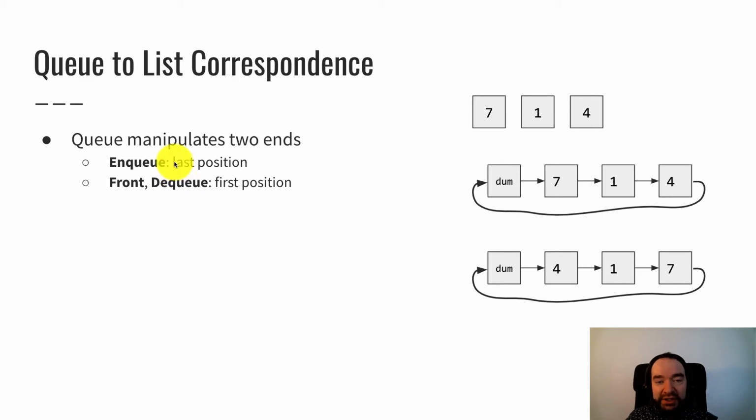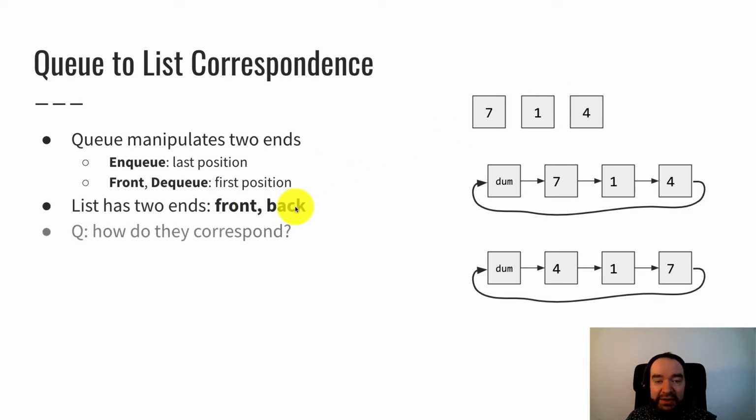So one operation deals with the back of the queue, two operations deal with the front of the queue, and so we need to work out where the front of the queue goes and where the back of the queue goes. Now, a linked list has two ends to it, a front and a back, and so there's two natural ways that we could make this correspondence work. We could say that the front of the queue is at the front of the list. That's sketched in the middle here.